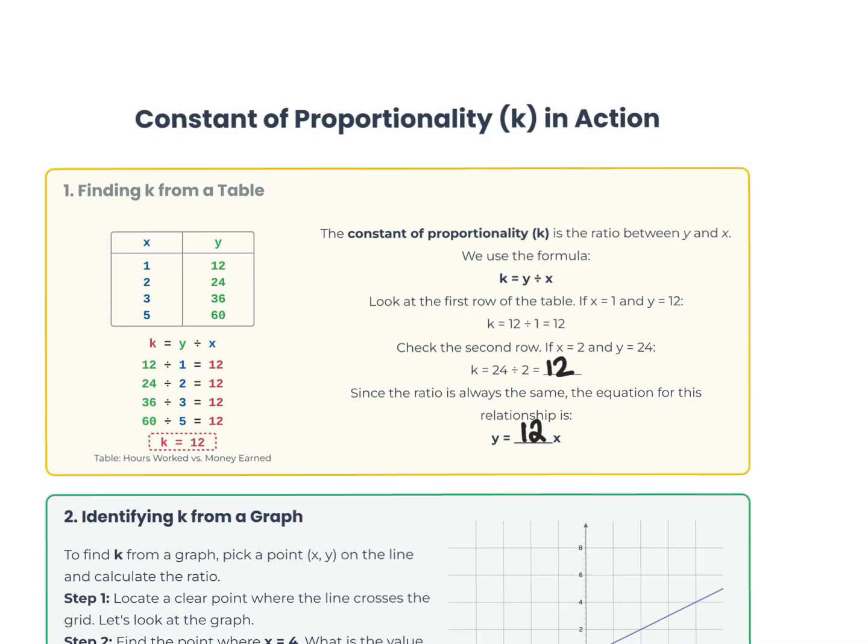So when we're doing a proportional relationship, our form is always going to be y equals kx. So the x and y will stay the same, and then k is always going to be that constant of proportionality.